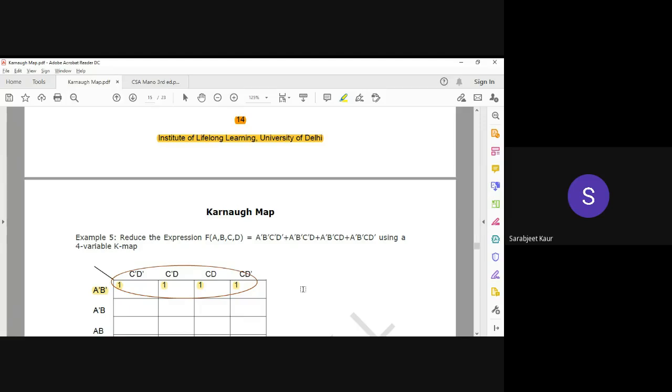I'll leave it to you as an exercise to make two groups of two ones each and try and solve that. What you will have is a larger number of variables. You will see that first of all, in this case, when we've made a quad, we are left with only one term eventually.